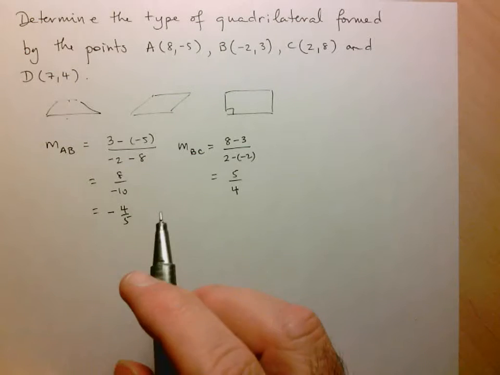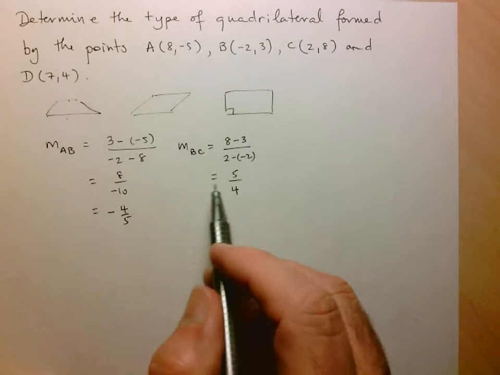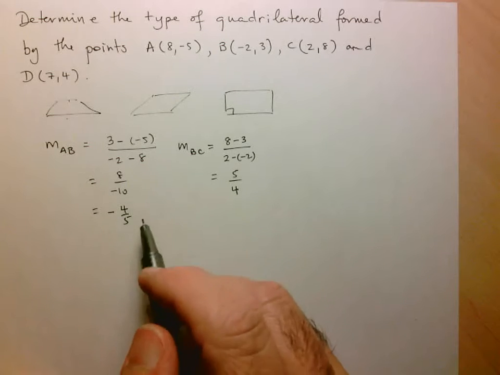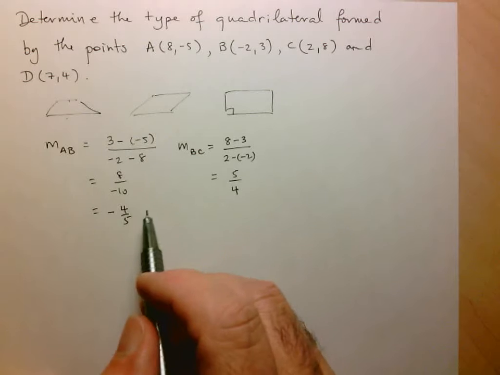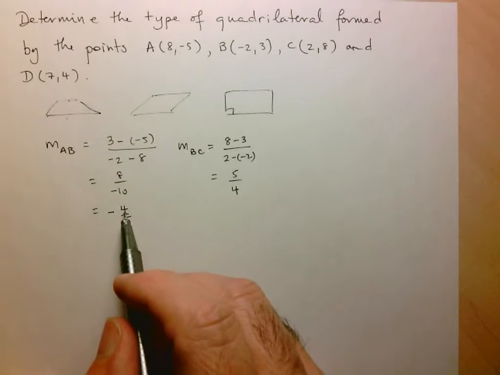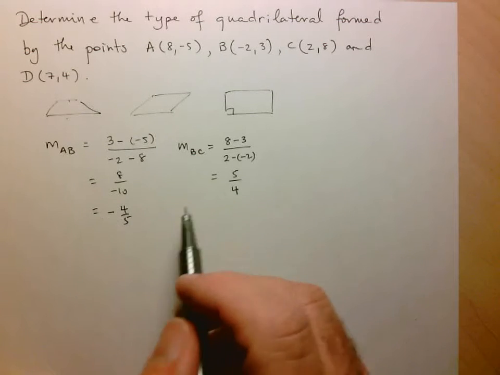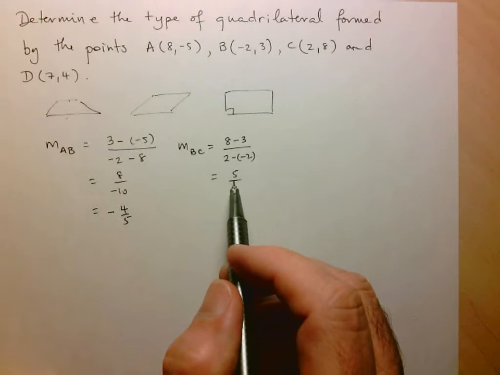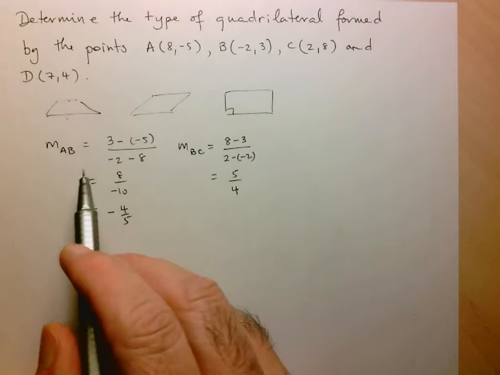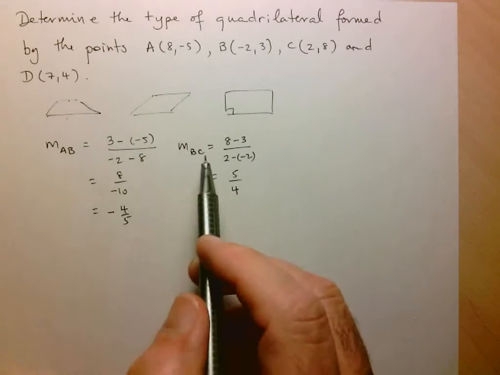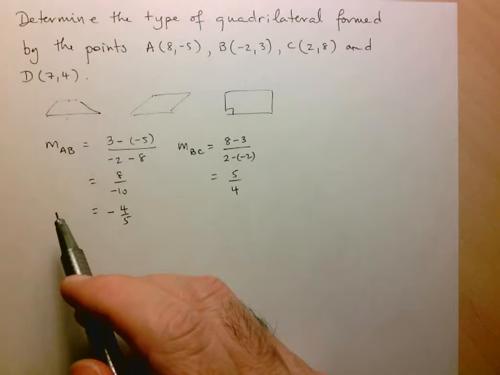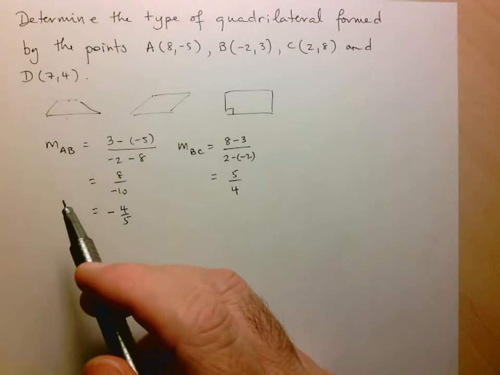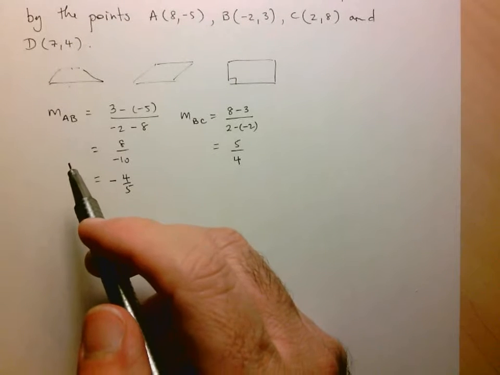Now these are adjacent sides, meaning they're sides that are joined together, AB and BC, and there is a relationship between them. If you look at these two slopes, they're negative reciprocals of each other. If you take 5 over 4 and take the negative reciprocal, you get negative 4 over 5. That means that these two sides are perpendicular to each other. So we might end up having something like a rectangle here, but we have to check the other sides.